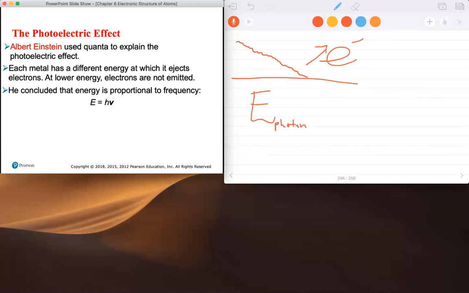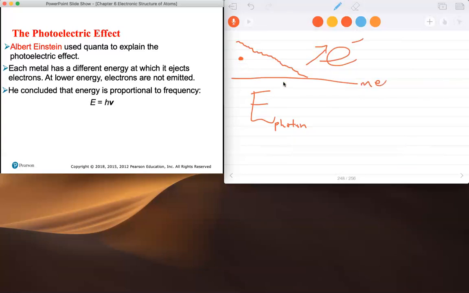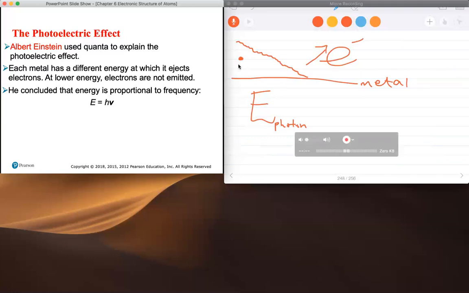That means energy of one photon. Not so many photons, but if one photon is just zooming, this photon is hitting the surface of a metal. Let's call this metal right here. It will hit a surface and one electron will be ejected. How do we calculate the energy of this photon?